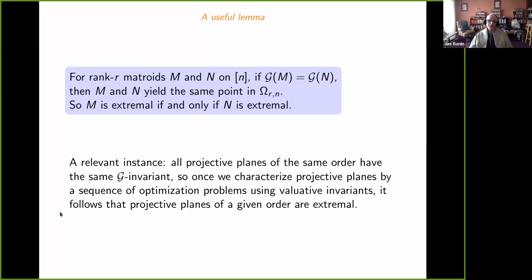So just to make that concrete, if we look at all projective planes of a given order, it's easy to check that they all have the same G invariant. So once we show that they can be characterized by a sequence of optimizing valuative invariants, then it follows they all determine the same point. That point is a vertex. It's extreme. They're all extremal. Okay. So that concludes the background. Any questions before I get to the results?